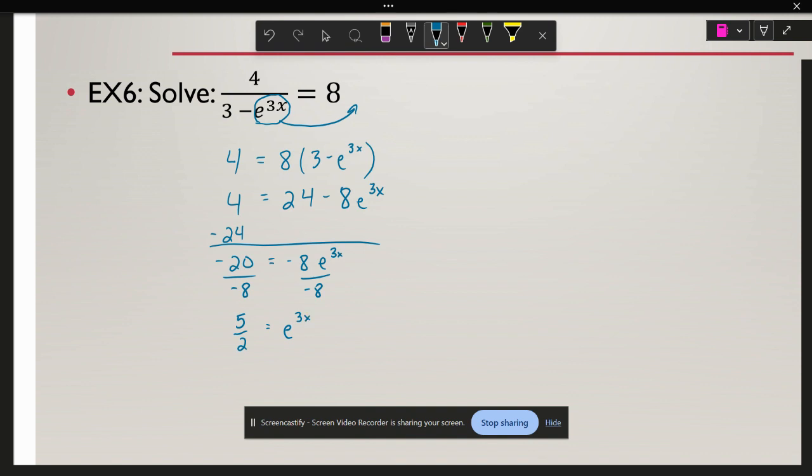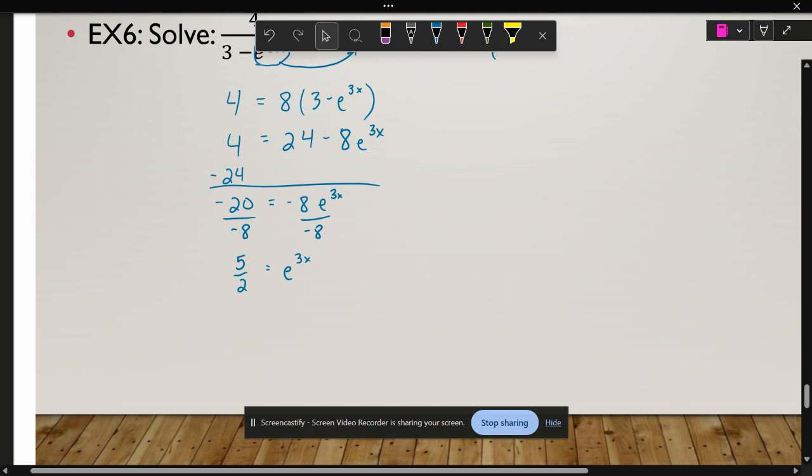I'll pause right there for a second if you need to catch up and see some of the steps. Again, move everything over, multiplication, distribute, subtract 24, divide by -8. You get 5 over 2 is equal to e to the 3x. Now, here's the thing. Remember, e is the base of ln. So when I rearrange this, it's going to be ln, because that has a base of e, of 5 over 2 equals 3x.